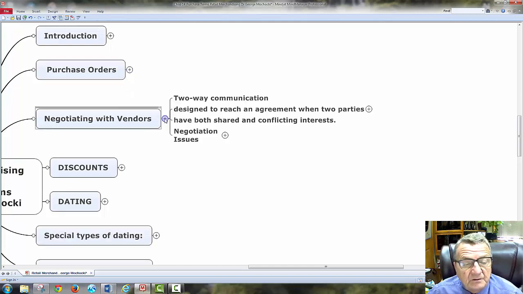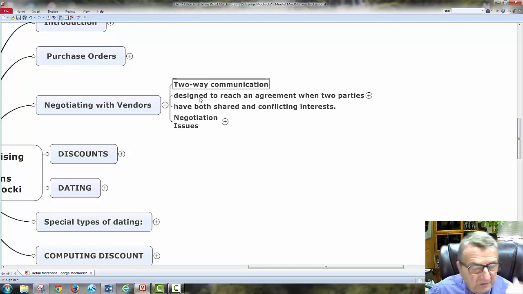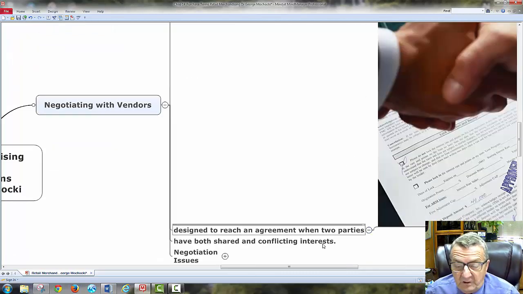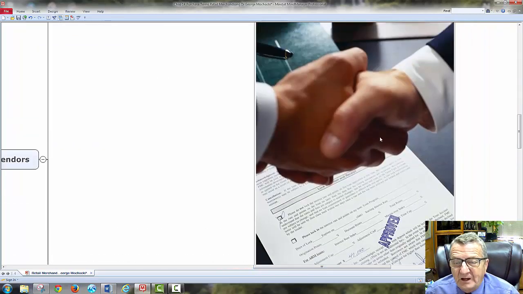Okay, negotiating with vendors. What do we have here? It's a two-way communication. Always ask for the moon, and then settle for an island. I'm just kidding. Okay, it's designed to reach an agreement when two parties, right? Two parties in agreement. You shake. There's two guys. I should have a guy and a girl in here. It doesn't make a difference, right?